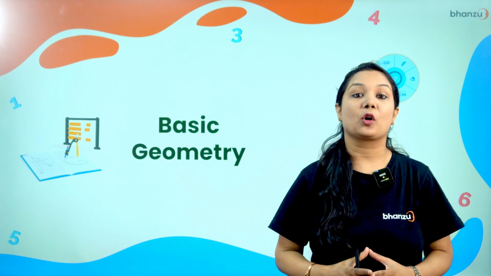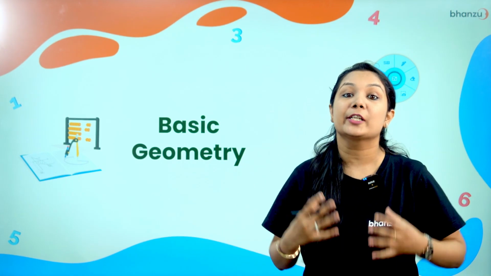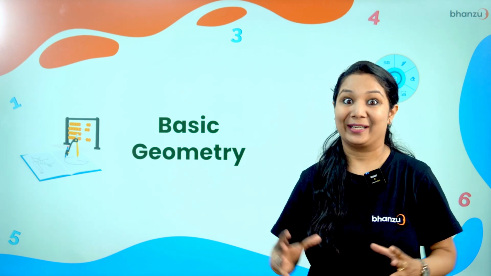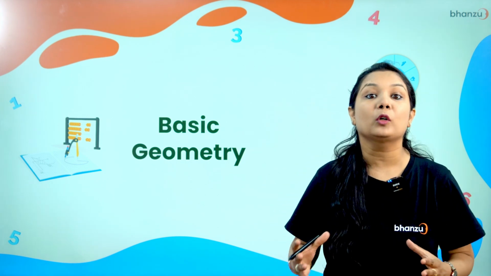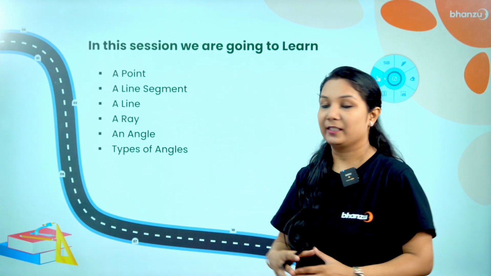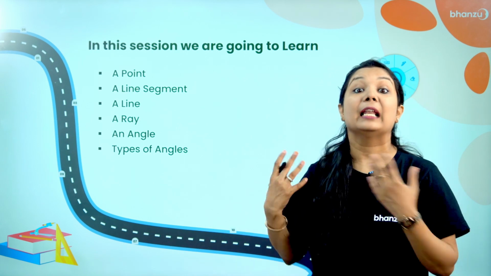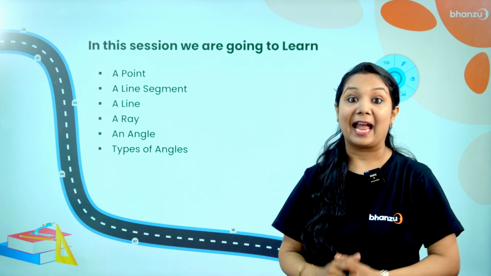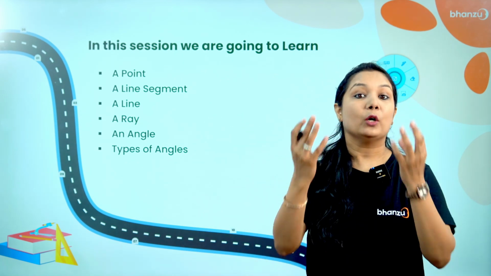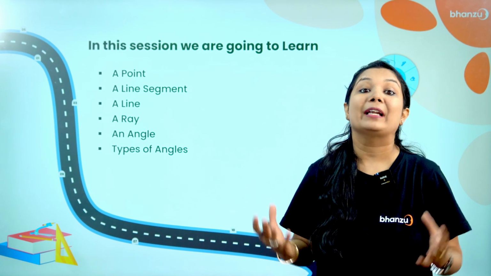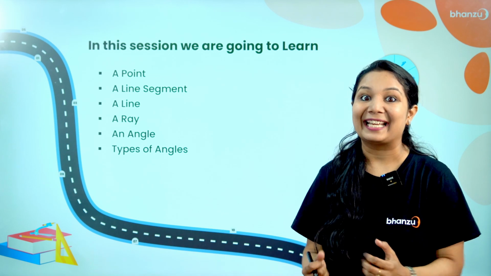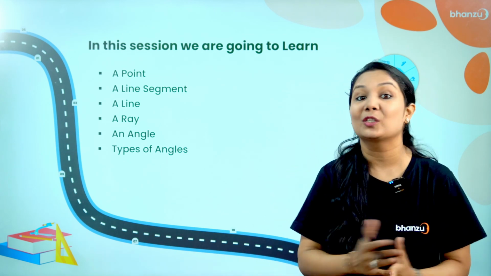So today we are going to talk about the concepts of basic geometry, without which you cannot imagine geometry, right? So let's see what subtopics we are going to cover in today's session: a point, a line segment, a line, a ray, an angle, and also types of angles. Without these concepts, geometry won't exist. So let's talk about them one by one in detail, and we'll also have a few questions based on them.